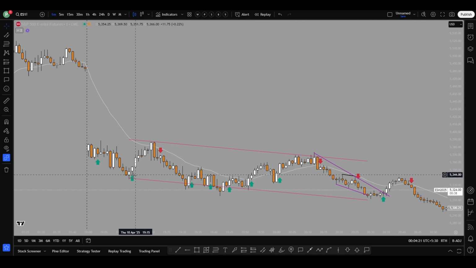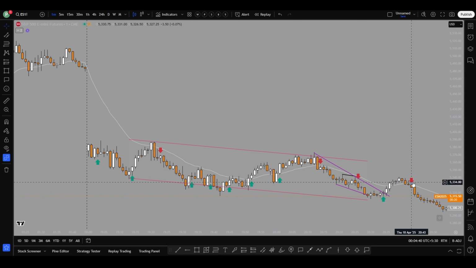Here if you see this breakout, this was the trading range initially. This breakout from the trading range quickly reversed up. But here if you see, it's not reversing, right? So it's expected to go down. Something like that.